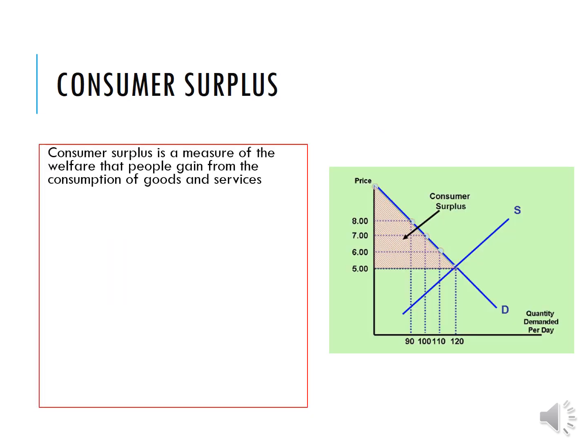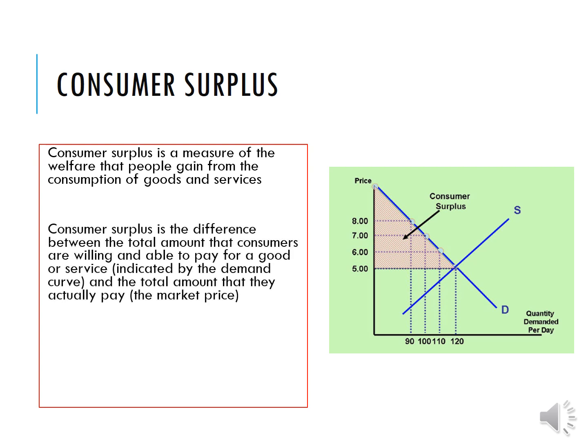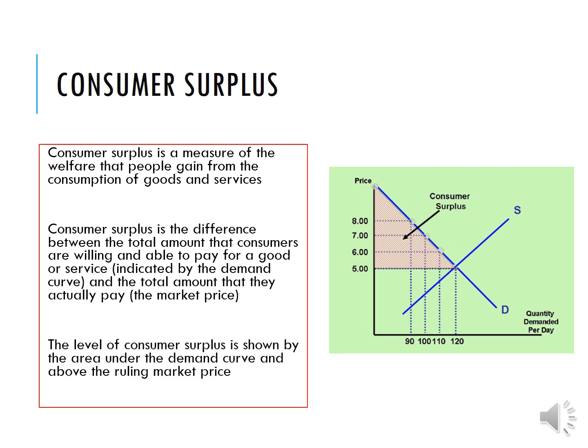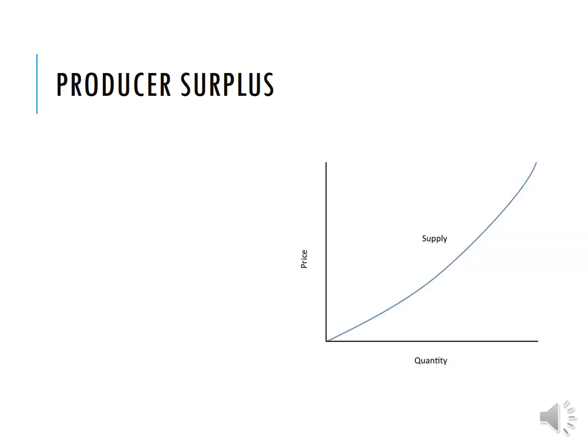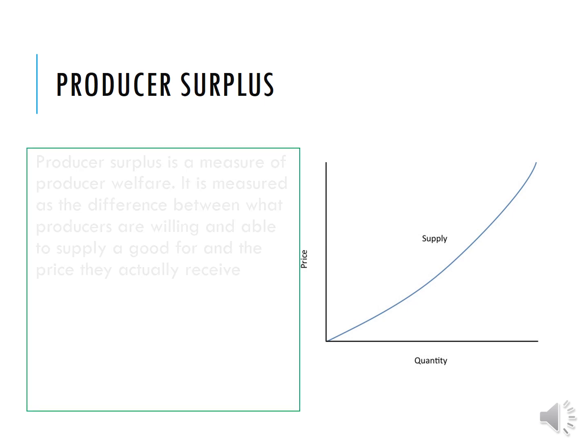So to summarize, consumer surplus is a measure of the welfare that people gain from the consumption of goods and services. It's the difference between the total amount that consumers are willing and able to pay for a good or service and the total amount they actually pay, the market price. The level of consumer surplus is shown by the area under the demand curve and above the current market clearing price. Now let's move on and talk about producer surplus.